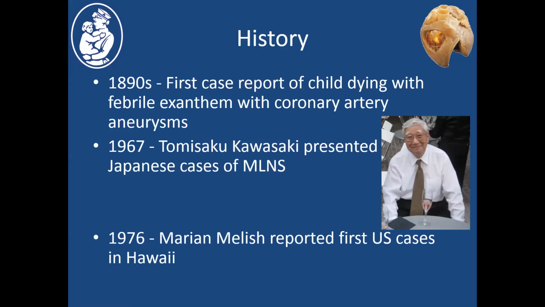There probably was an initial case reported 100 and some years ago, back in the 19th century. This was in Europe, of a child dying with a febrile exanthem, and at postmortem was noted to have aneurysms of the coronary arteries. We don't know that that's what it was, but it seems likely. And then, of course, the first modern report was in 1967 by Dr. Kawasaki, what he called mucocutaneous lymph node syndrome, which has now become known as Kawasaki disease.